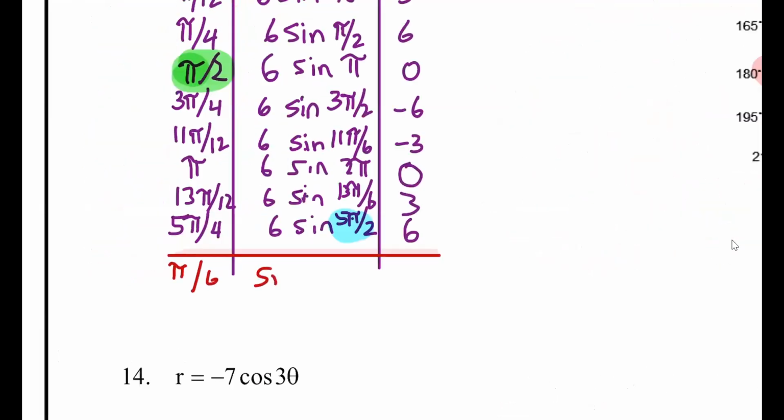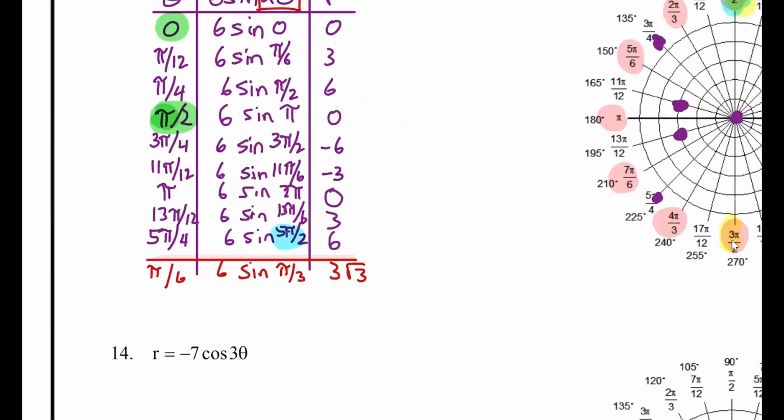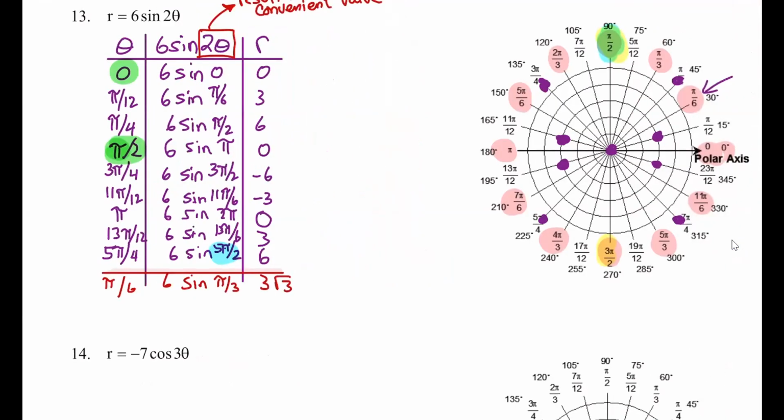If I plug that in, 6 sine of pi over 3, sine of pi over 3 is radical 3 over 2. All right, so radical 3 over 2, decimal value, let's not worry about that just yet. Radical 3 over 2 multiplied by 6 is 3 radical 3. All right, so I'm going to plot 3 radical 3 in the direction of pi over 6.